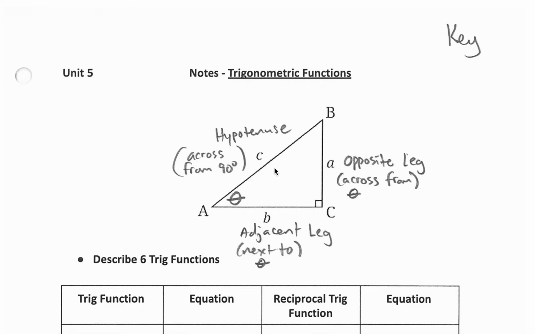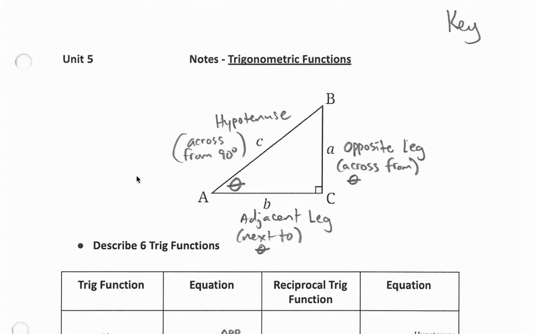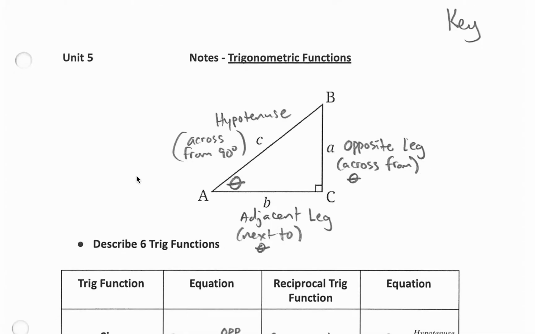In this video, we're going to be describing 6 trigonometric functions. We're going to start off by writing their ratios. Then we'll be able to use them to solve for an unknown side length or an unknown angle measure.